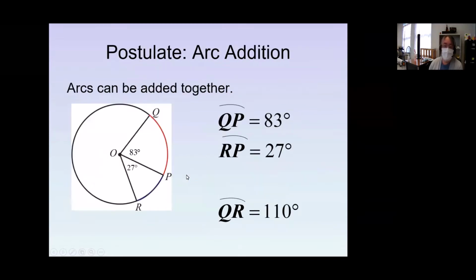The last thing I want you to know about is that arcs can be added together. So if we know that arc QP is 83 degrees and arc RP is 27 degrees, we can add them together to figure out that arc QR is 110 degrees.